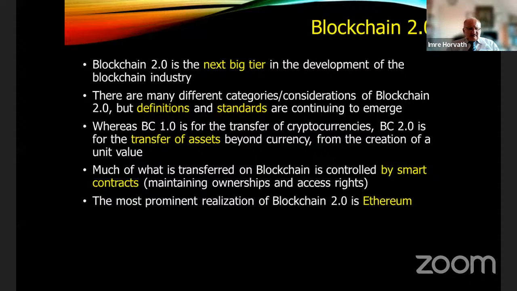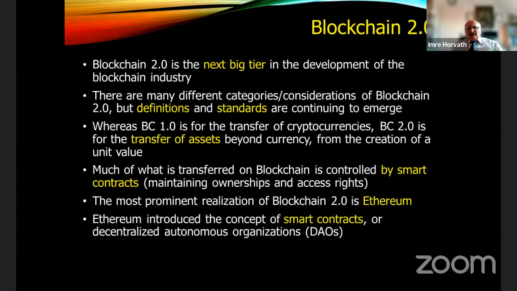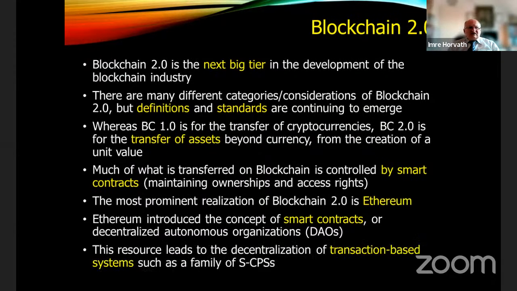The most prominent realization of blockchain is Ethereum, which has introduced the concept of smart contracts or decentralized autonomous organizations. This resource leads to the decentralization of the transaction-based system, such as a family of cyber-physical systems which intends to provide these types of informational services.